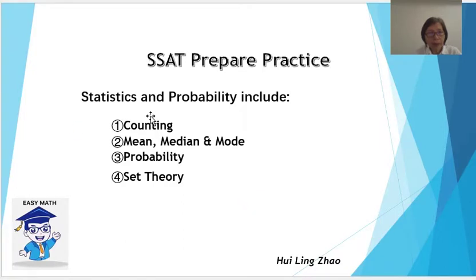Next is statistics and probability. It includes 4 sections. Number 1, counting. Number 2, mean, median, mode. Number 3, probability. Number 4, set theory.